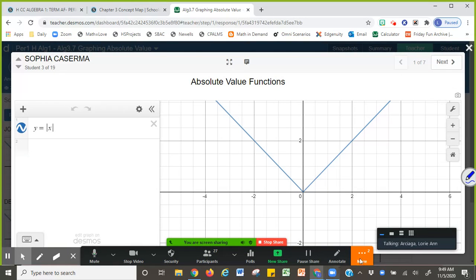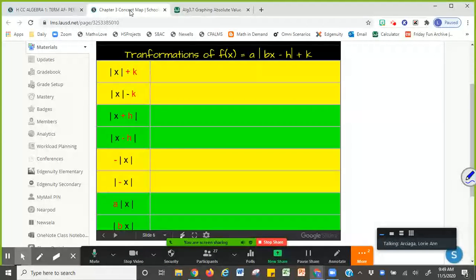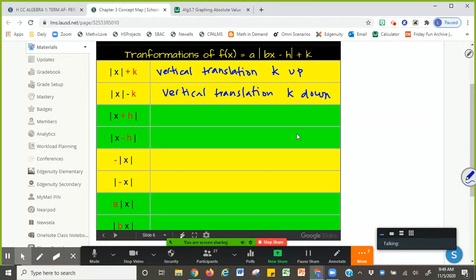Okay. All right. Now let me go back. And how do I go back again? Concept map. Okay. Next, this one is your horizontals. So horizontal translation. H to the left.